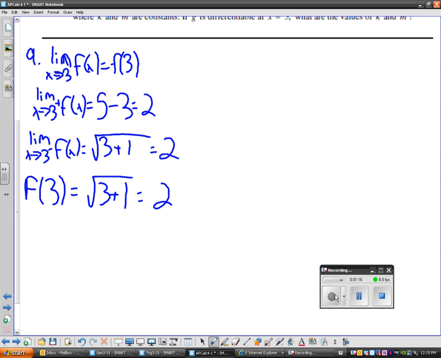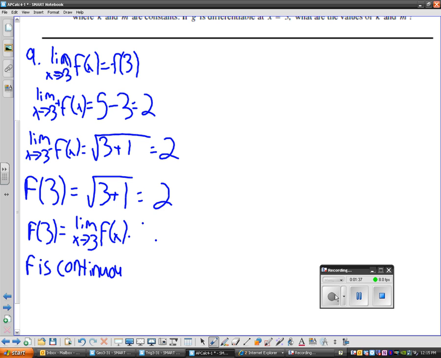So, since f of 3 equals the limit as x goes to 3 of f of x, therefore, f is continuous at x equals 3. All right, now B.